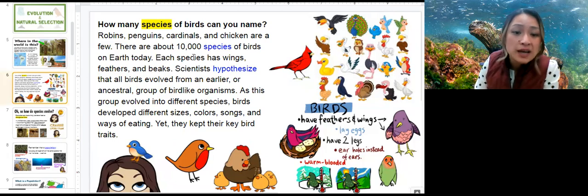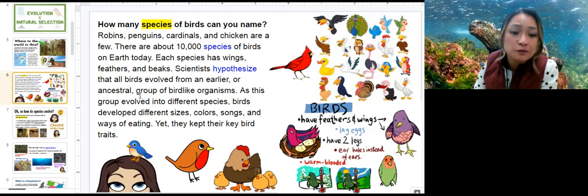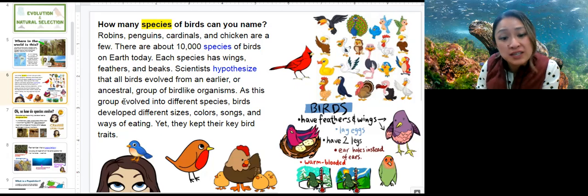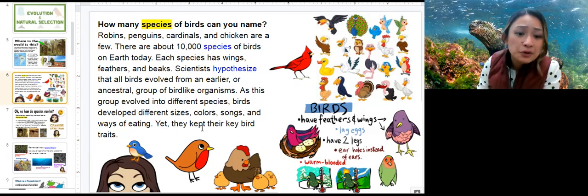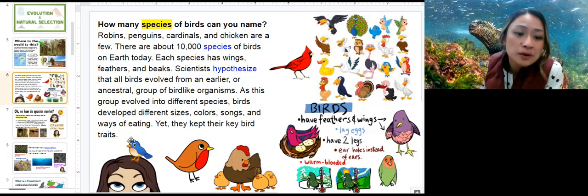Each species has wings, feathers, and beaks. Scientists hypothesize that all birds evolve from an earlier or ancestral group of bird-like organisms. As this group evolved into different species, birds developed different sizes, colors, songs, and ways of eating. Yet they kept their key bird traits, such as wings, feathers, etc.